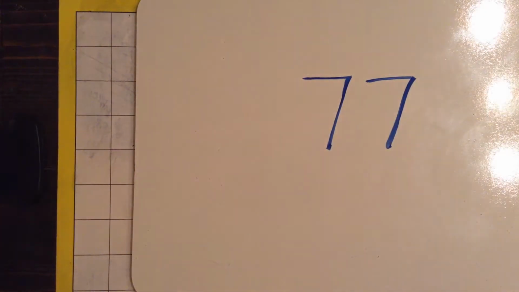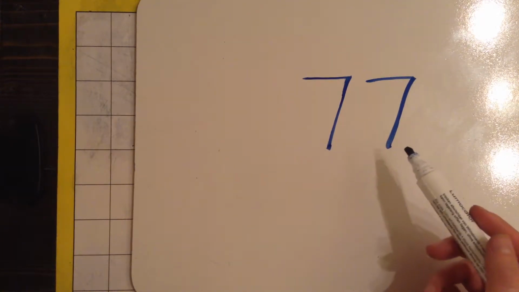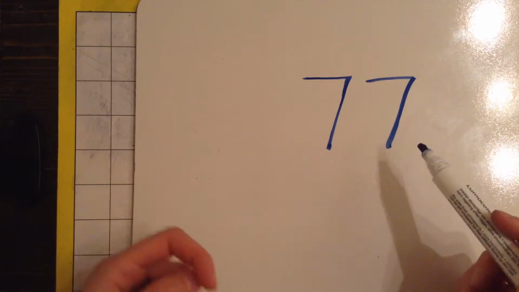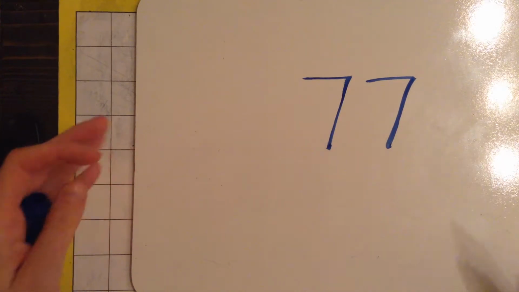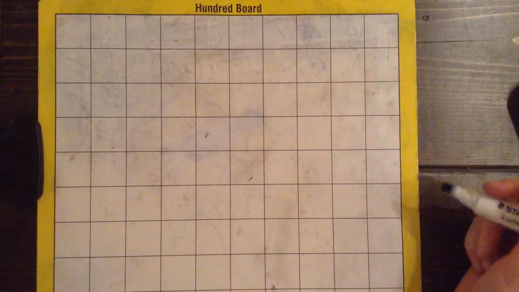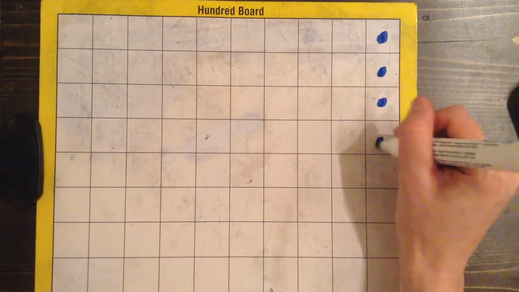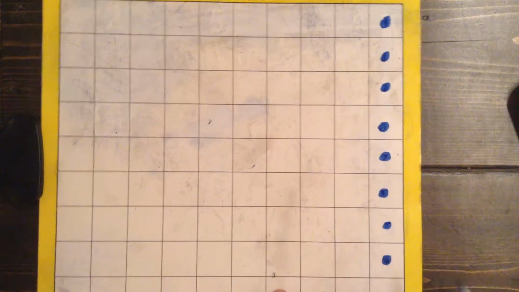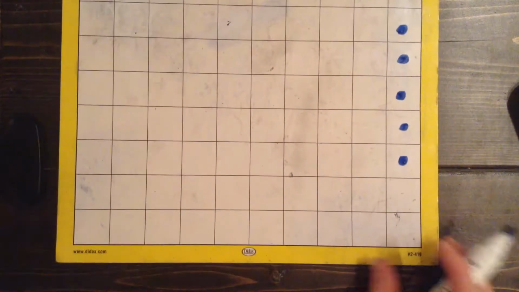77. Of course, you could look for 70 and then add 7 more, or it might be faster if you look for 80. 77 is fairly close to 80, so maybe if we go to 80 and then count backwards, that will be a faster way. Count by tens to 80. 10, 20, 30, 40, 50, 60, 70, 80. And now I can count backwards until I get to 77.